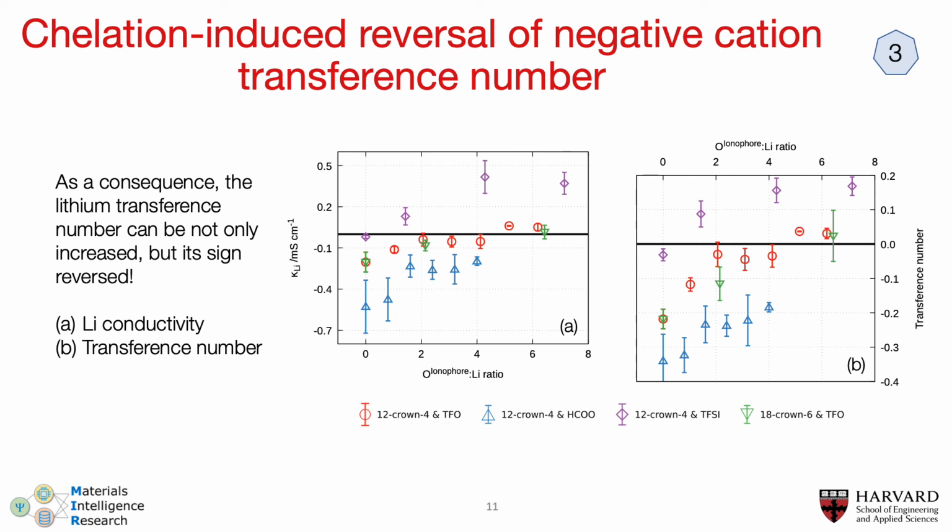Ultimately, what we're interested in are the transport properties. So in this slide, you see the conductivity and the transference number for different chemistries and different additions of ionophores. As you can see, the trend is pretty general. The conductivity and the transference number go up. Additionally, and quite remarkably, you can see that the transference number can be brought from negative to positive.